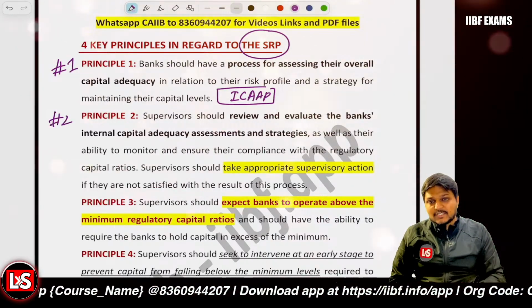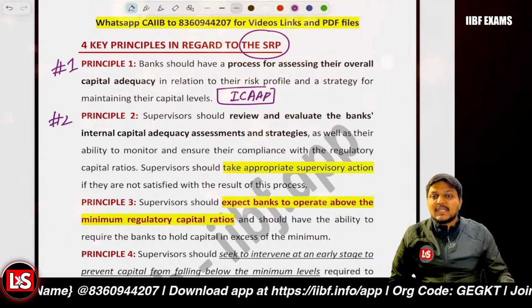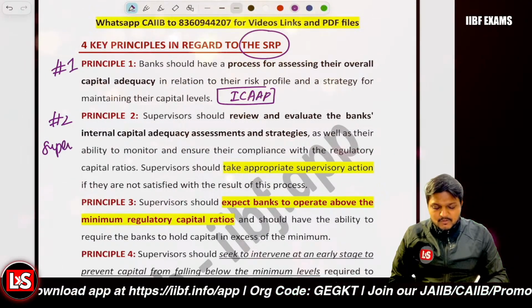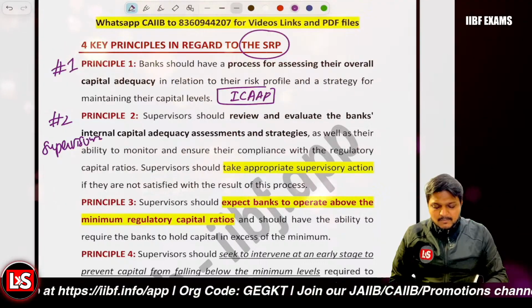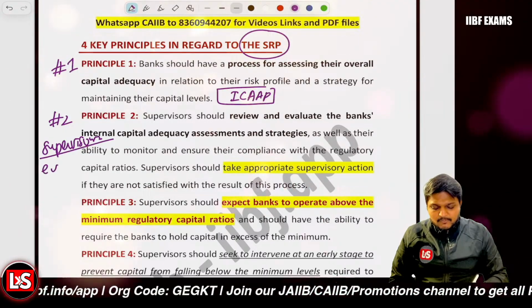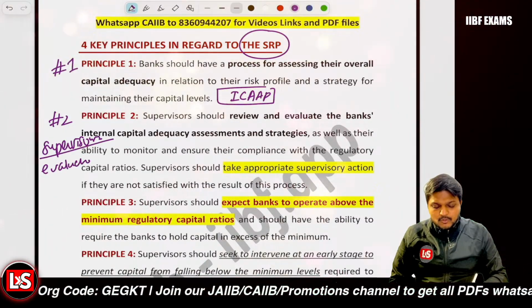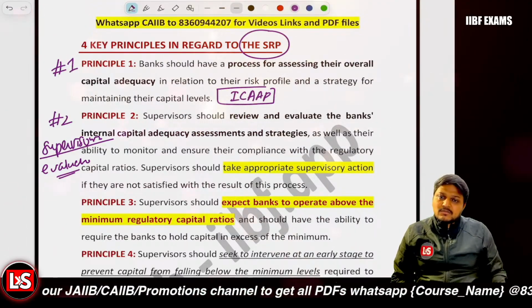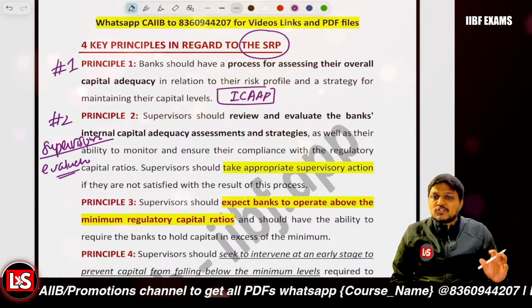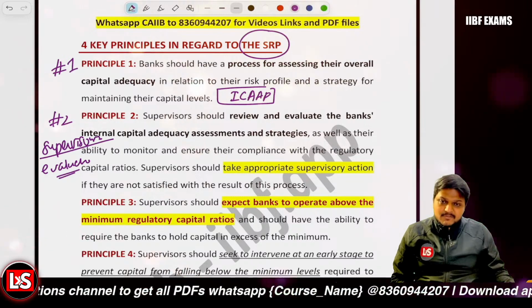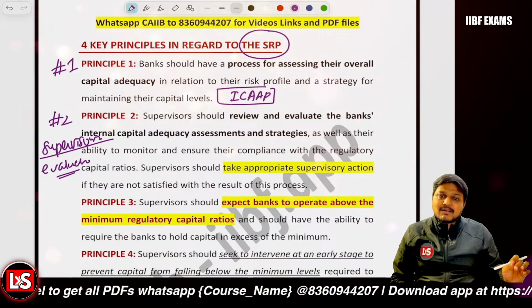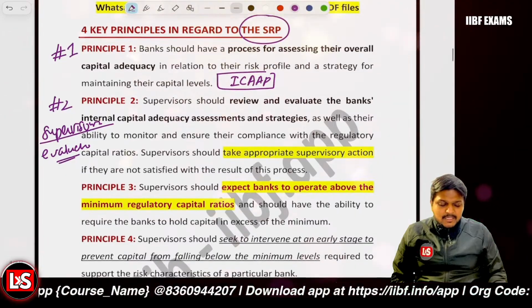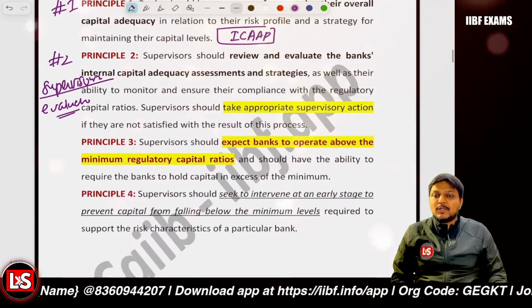Principle number 2 is about the supervisory evaluation, meaning the regulator. The supervisor must evaluate whether the processes being followed under the internal capital adequacy assessment are sufficient or not. So the regulator is to evaluate the bank's internal assessment and the compliance with the capital norms, right? And corrective action is to be taken if it is required. That's Principle 2.